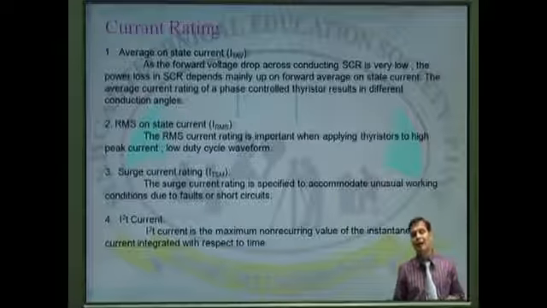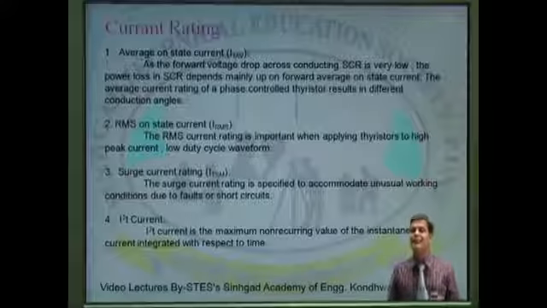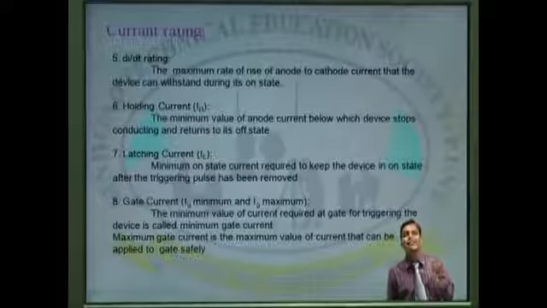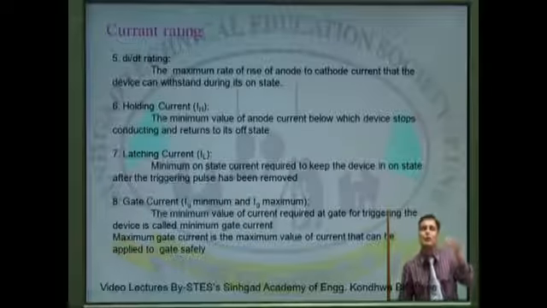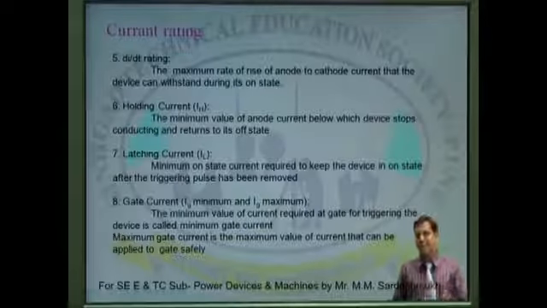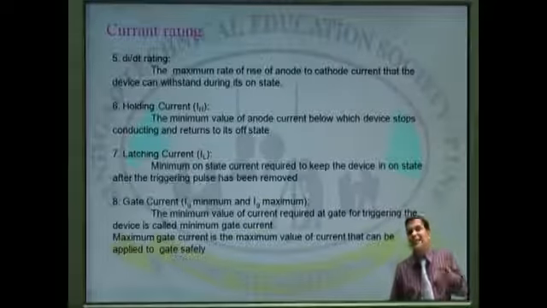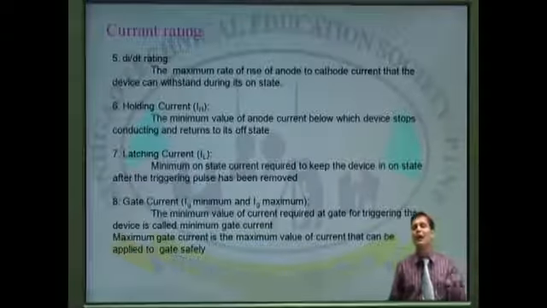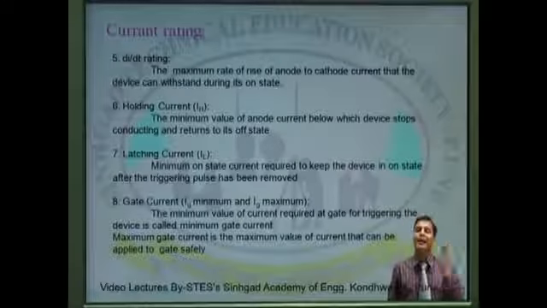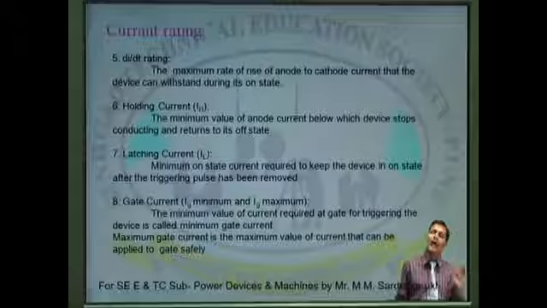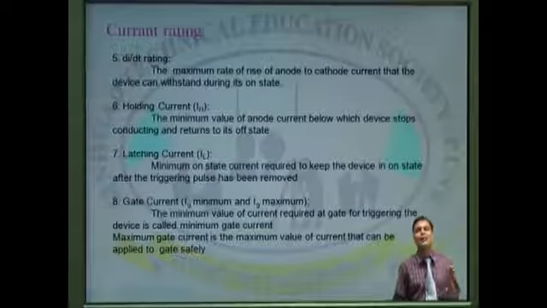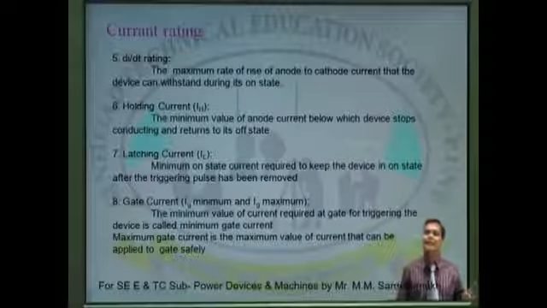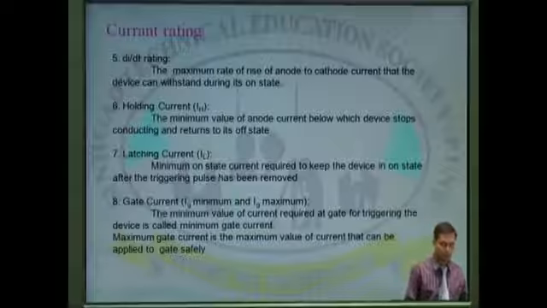Then the di by dt rating. di by dt is nothing but the rate of change of current with respect to time. If di by dt increases beyond a particular limit, and say it exceeds the electron velocity, then it may create a local hotspot across the junction, and because of heating of this local hotspot, this may damage the junction and the device. So again, care should be taken that the current varying with respect to time must not exceed the di by dt mentioned by the manufacturer.